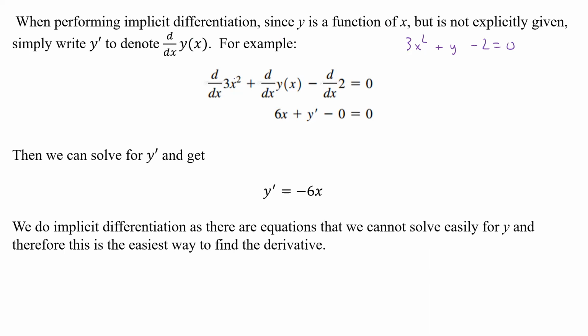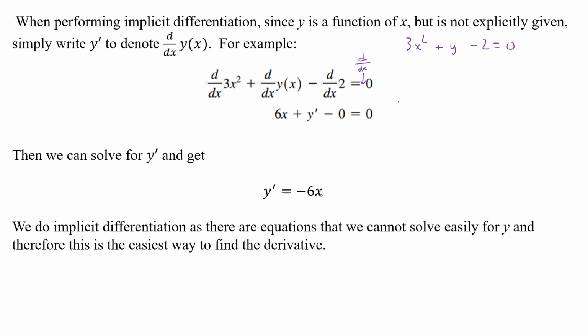Now we can take the derivative. The first term is going to be, bring that down, 6x. The second is equal to y prime, so we call that y prime. The derivative of a number is 0; they didn't show it here, but there's also a d dx on the right side, and the derivative of 0 is also 0. Now we can solve for y prime. We take our 6x to the other side, and we get y prime is equal to negative 6x.